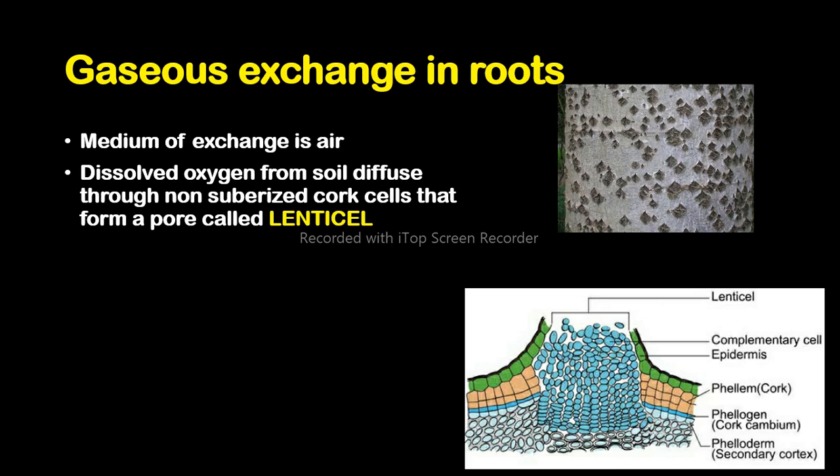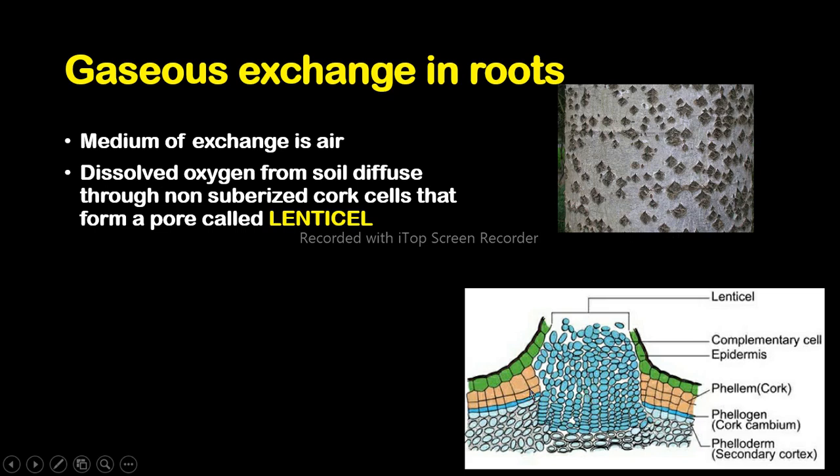So dissolved oxygen from the soil diffuses through non-suberized cork cells. These are cork cells, but they do not have the suberin. And so the gases dissolved in the neighboring soil, if it's a root, or the neighboring air, this environment, will easily diffuse through these specialized pores, okay, called lenticels.